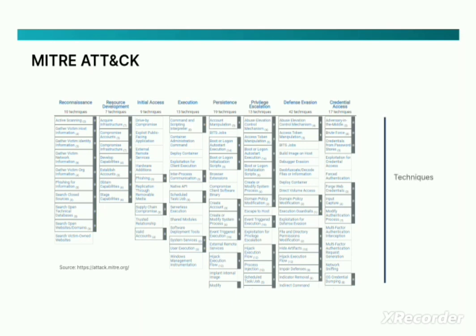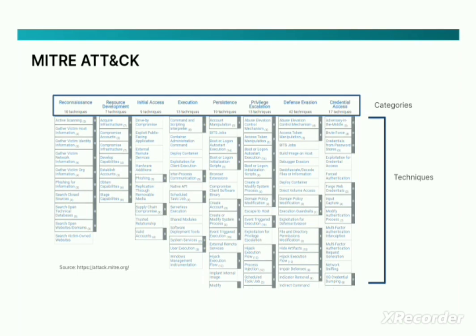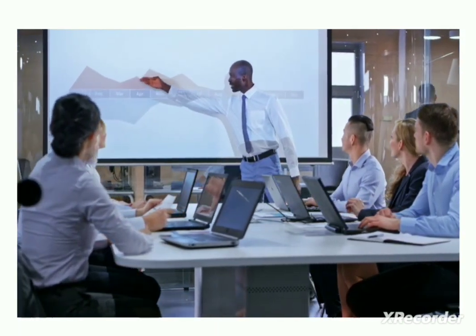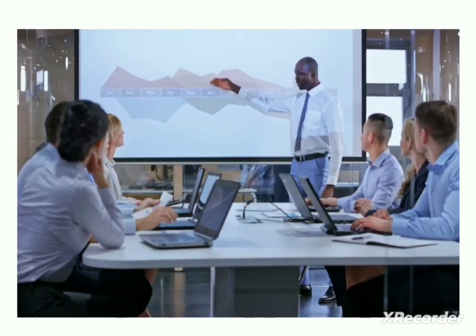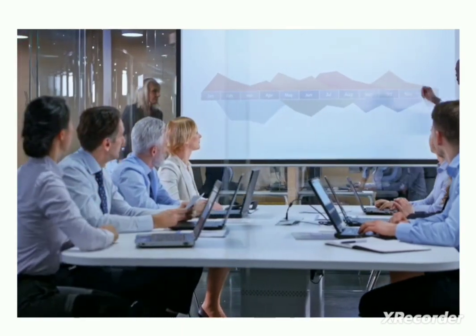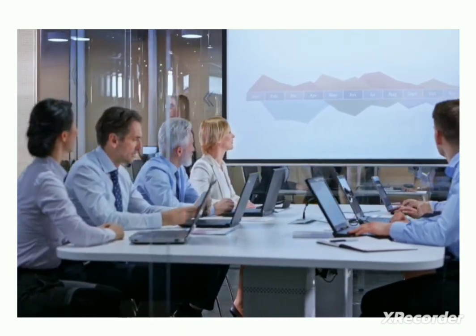The matrix is organized into a series of techniques that describe specific tactics and methods used by attackers to compromise systems and steal or manipulate information. These techniques are grouped into categories based on the type of attack or activity being performed, such as initial access, execution, and defense evasion. One of the key benefits of the MITRE ATT&CK matrix is that it provides a common language and framework for discussing and analyzing cyber threats. This allows organizations to communicate and coordinate their efforts to prevent and respond to attacks more effectively.